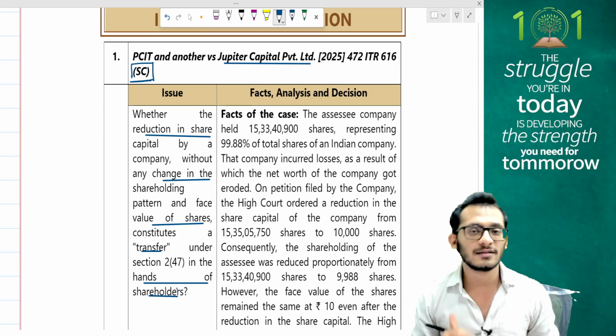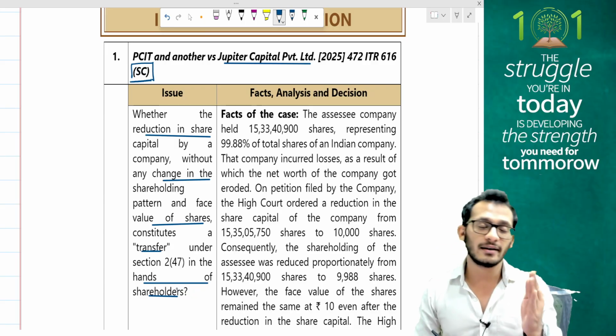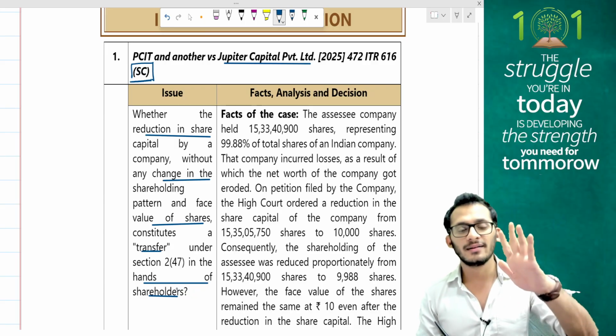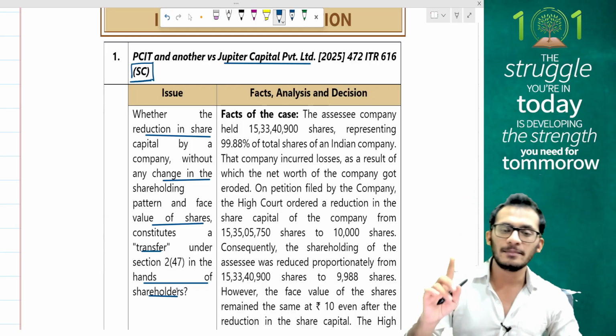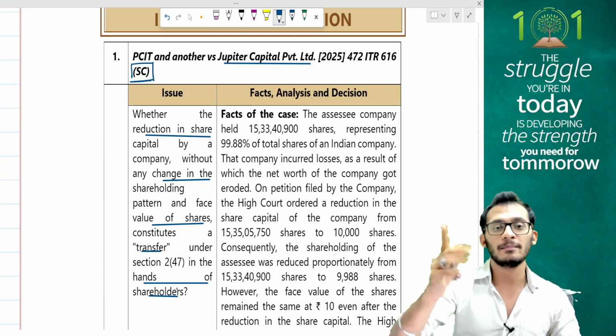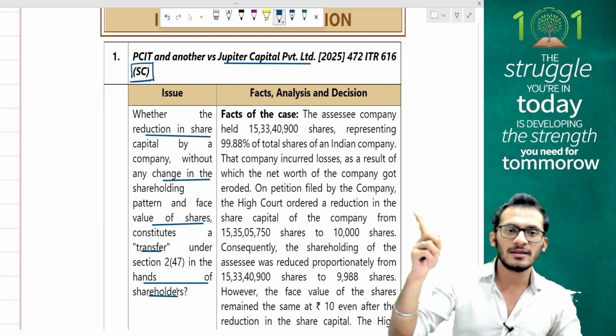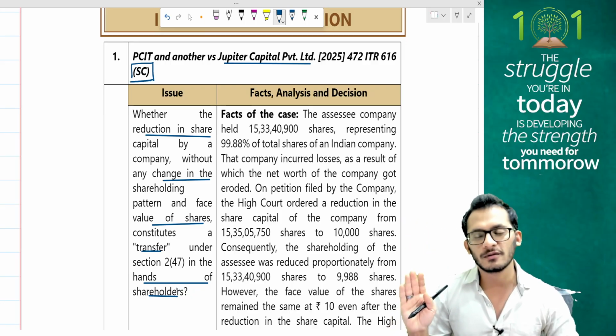Yes. Now, what is this question about? What basically happened is that there was a company which went into reduction of share capital. So they got a court approval and decided to reduce some share capital. As a part of the reduction of share capital, the shareholder received some money, which, as you all would be aware, would be taxable under section 2(22)(d) to the extent of the accumulated profits of the company.